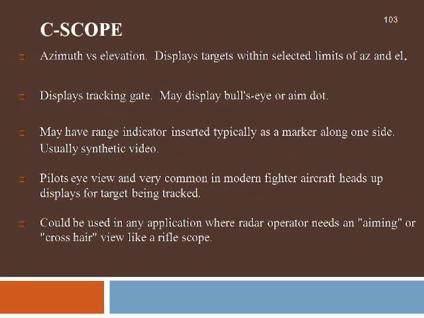C scope is the azimuth versus elevation display, shown within the selected limits of azimuth and elevation angles. It displays the tracking gate, and may display a bullseye or aim dot. It may have a range indicator inserted, typically as a marker along one side, and usually displays the synthetic video. Pilot's eye views are very common in modern fighter aircraft heads-up displays for the target being tracked. It could be used in any application where the radar operator needs an aiming or crosshair view like a rifle scope.